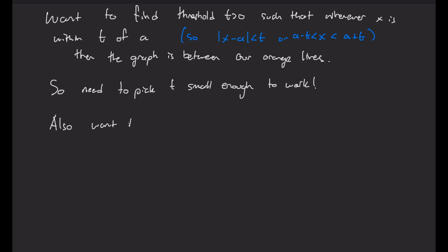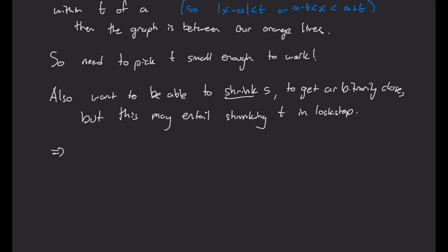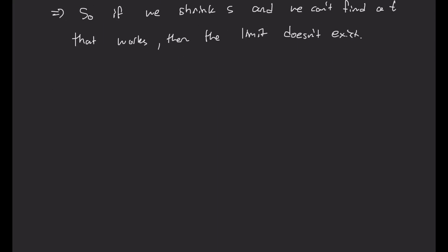Okay, so our next problem is that we also want to be able to shrink s. It's not good enough to say that it's within some fixed distance from L. We want it to get arbitrarily close to L. But this might entail shrinking t in lockstep. So if we shrink s and we can't find a t that works, then we can say that the limit actually doesn't exist. So let's give an example of that.